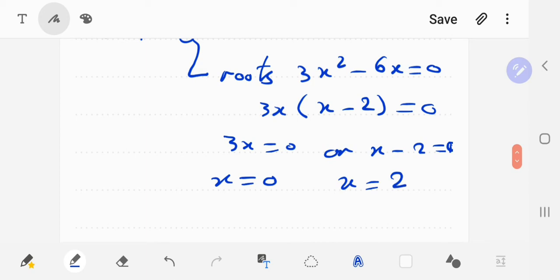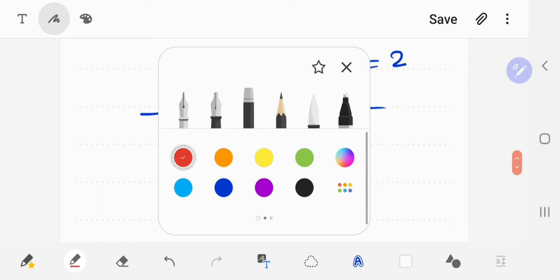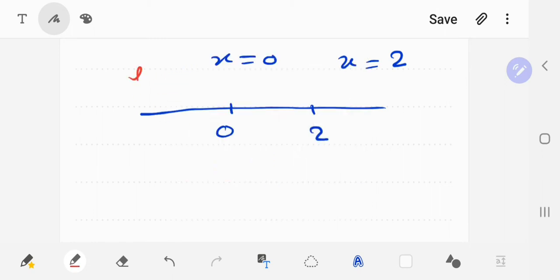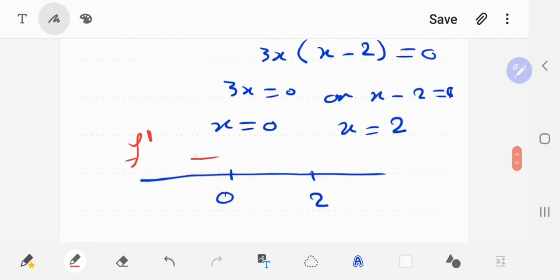So in this case, we have two critical values. We have to check the sign of f prime on the number line. So remember that you are checking the sign of f prime. The values that we are going to choose, we are going to substitute them in f prime. So let's say I'm going to choose -1 in f prime. You can use this form. This is easy. -1 times 3, that's negative. -1 minus 2, that's negative. So negative times negative will give you a positive value. So this interval will be positive.